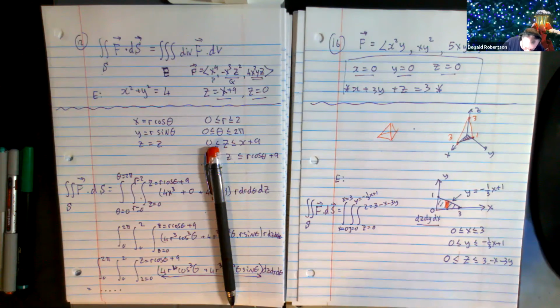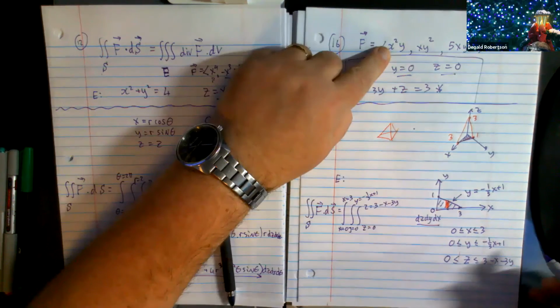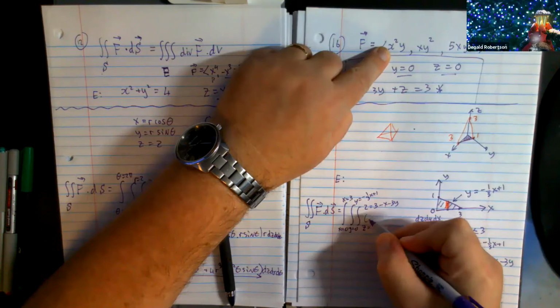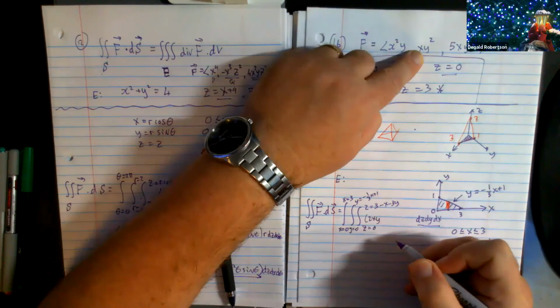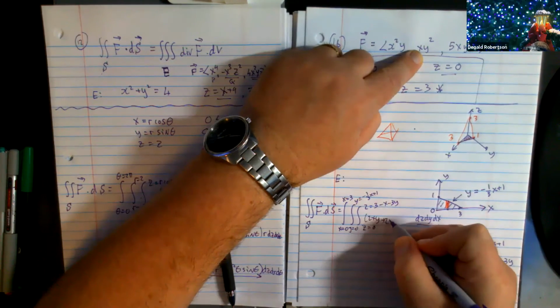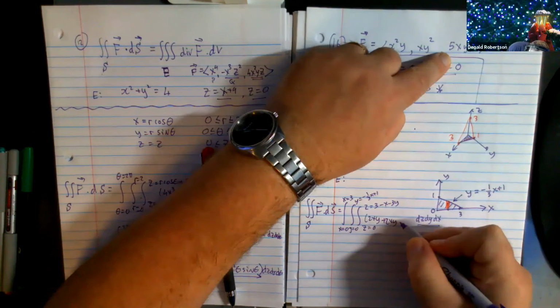Now, if I do the div of this, differentiating this with respect to x gets me 2xy. Doing this with respect to y gets me another 2xy. And this fella here gets me 5xy.